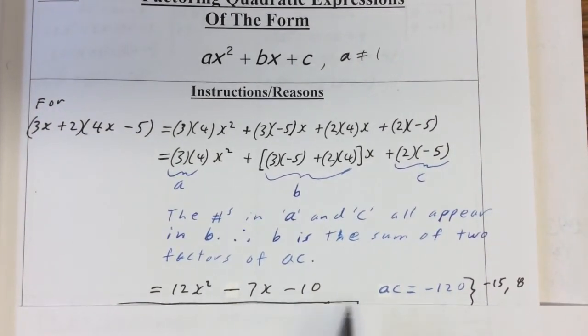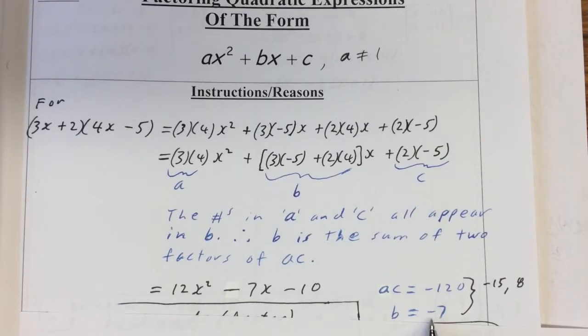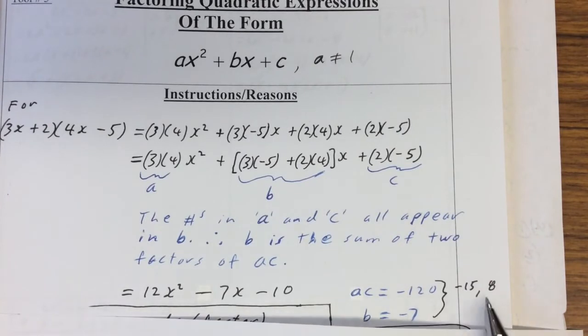Now if you're going backwards, notice that AC, 12 times negative 10 is negative 120, and B is negative 7. Two numbers that would multiply to negative 120 and add to negative 7 is negative 15 and 8. And to do this, you look at factors of 120. Start by going with 1, 2, 3, does 3 go in there, 4, 5, and so on. And you'll eventually get to 8 and 15 will be the two factors that when combined give you negative 7. Okay, so 8 and 15.